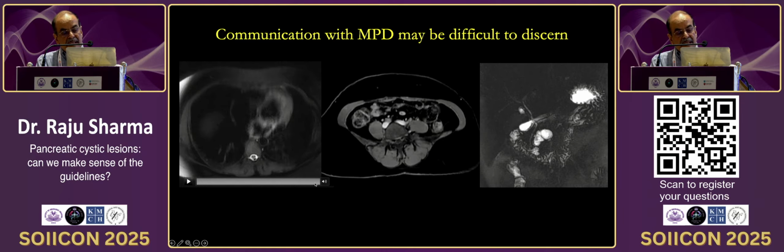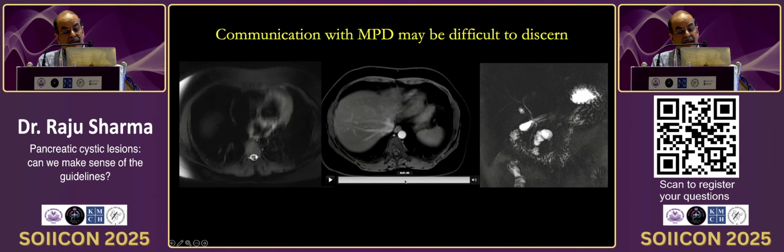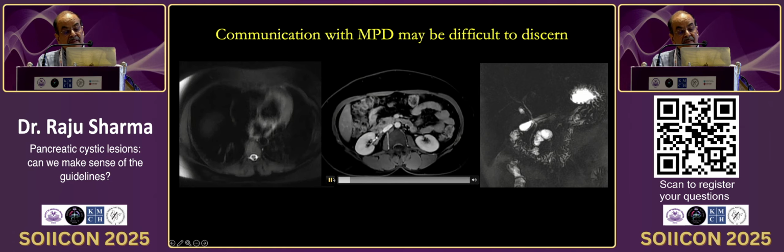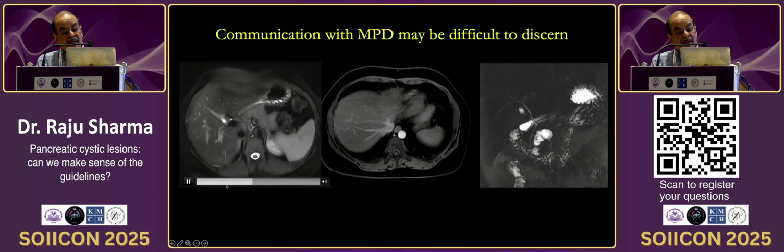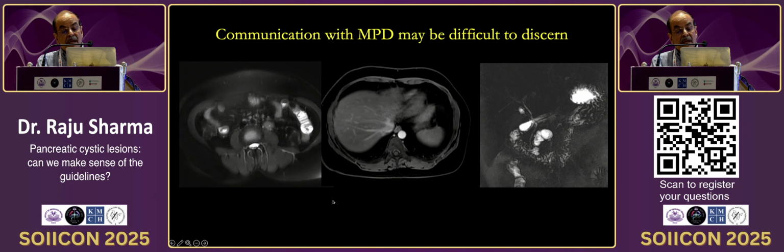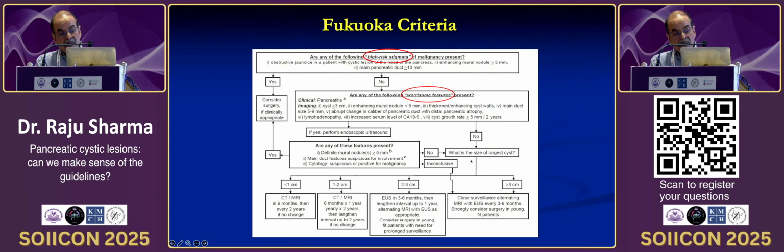It's not always easy to establish the communication. Sometimes it may be difficult, as is seen in this patient, that you have a cystic lesion in the head, but it's difficult to say whether it's communicating with the pancreatic duct. It's not the easiest of things to do, and sometimes an overlapping duct may fallaciously give the appearance of a communicating duct. So these are the criteria that we are familiar with, the Fukuoka criteria.